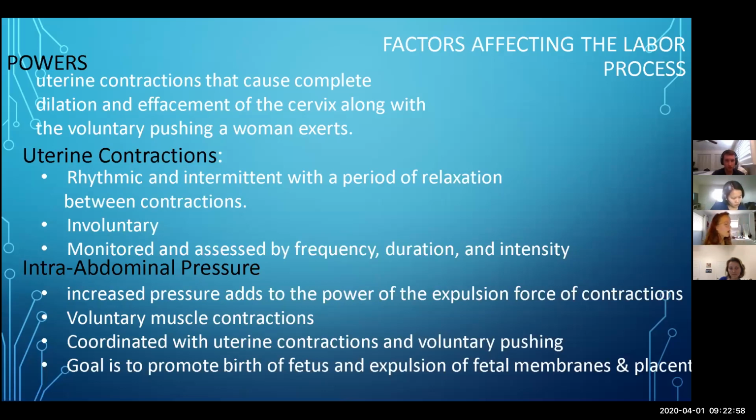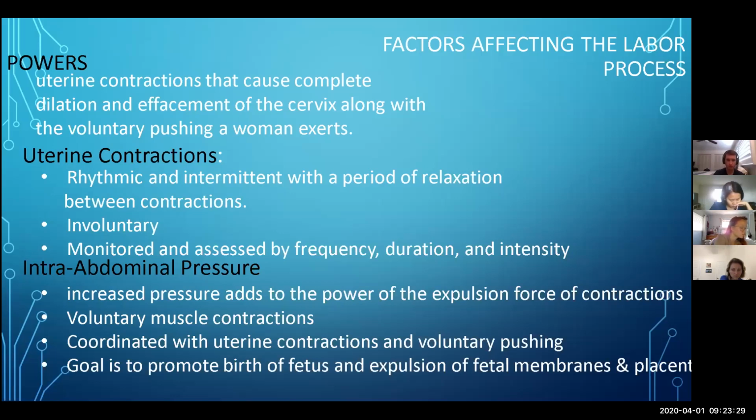When we assess the contractions, we monitor the frequency, the duration, and the intensity. The frequency is how often they occur. So we measure these from the start of one contraction to the start of the next contraction. That would be your frequency. Your duration is how long they last, so the start and stop of a contraction. The intensity is how strong they are.